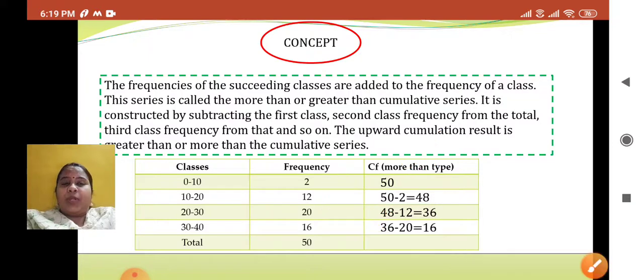Any way in which you understand, but while writing in the paper, I expect you to follow this subtraction method. Okay, so this concept is clear. Let us move to the next topic.